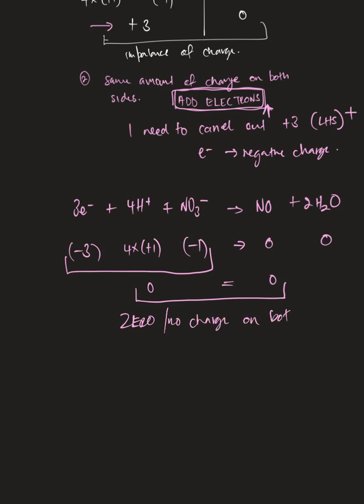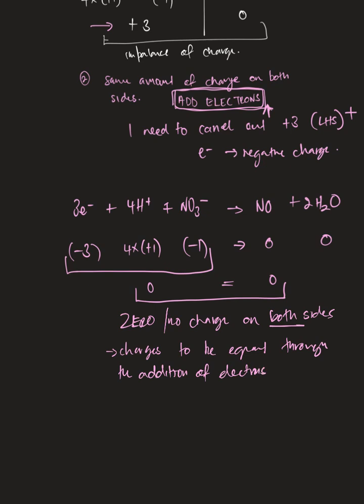on both sides. Now guys, it's not always going to be 0. I don't always want to come to 0. What I want is for the charges to be equal through the addition of electrons, because electrons have a negative charge.